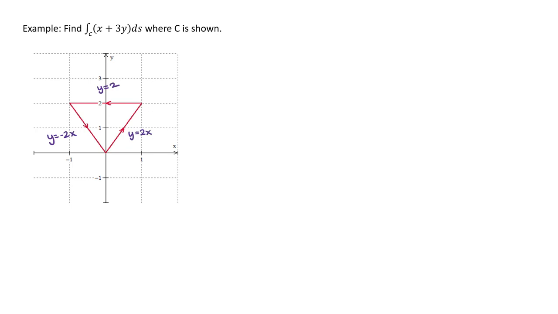So first thing I'm going to do is just jot down the equations in, I guess, rectangular form. So it looks like we're traveling along the line y equals 2x, slope of 2, and then up along the horizontal line y equals 2, and then down along the line y equals -2x.